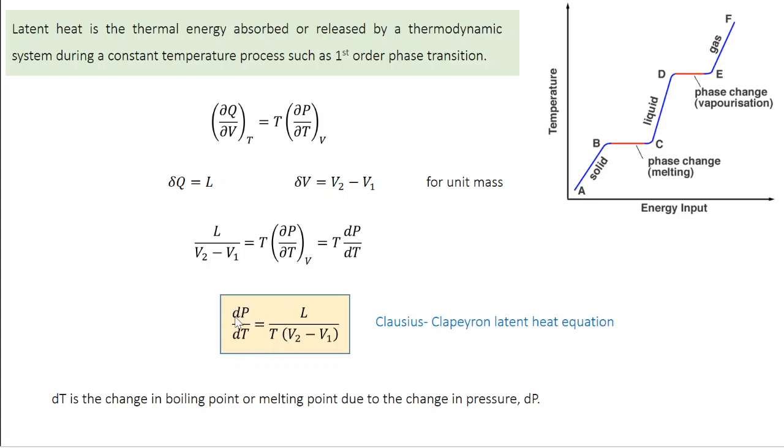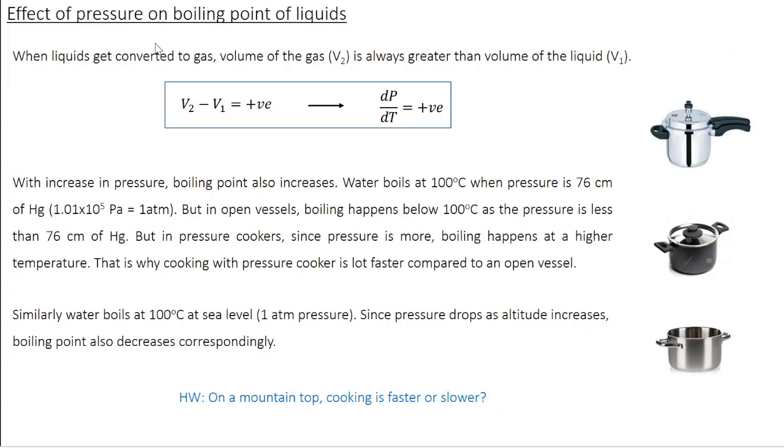When there is a change in pressure dP, the boiling point or the melting point of the material is going to change. Right? That's what is indicated by this equation. Boiling point or melting point is not a constant, it varies as a function of pressure. Let's see what is the implication of this result. First, let's discuss the case of vaporization: the effect of pressure on the boiling point of liquids.